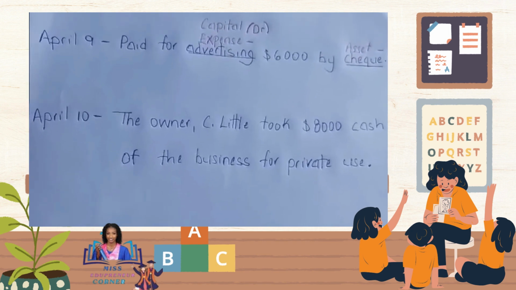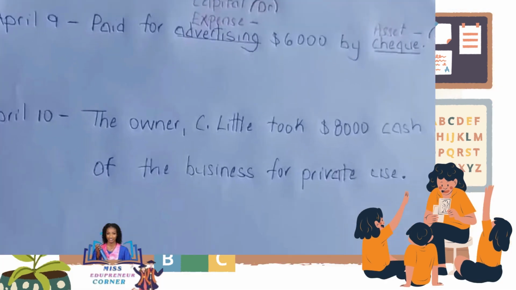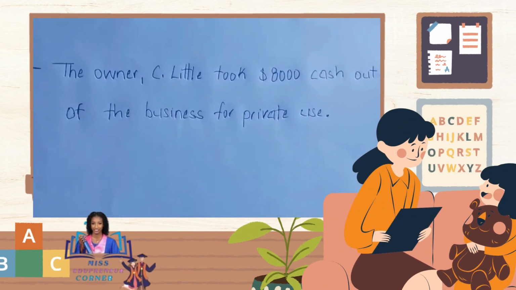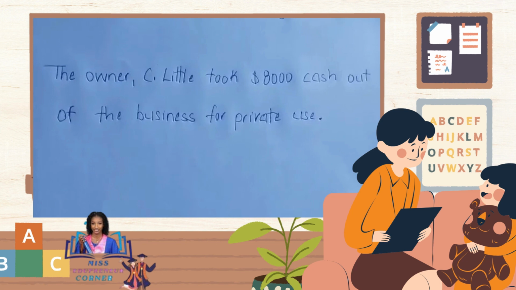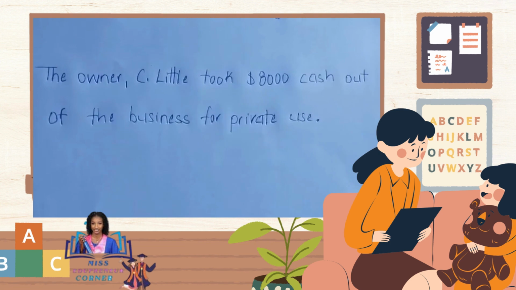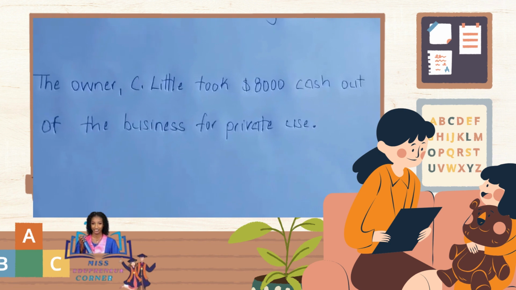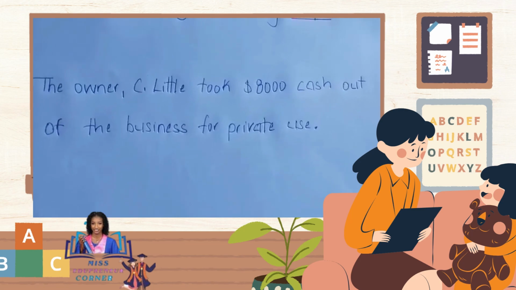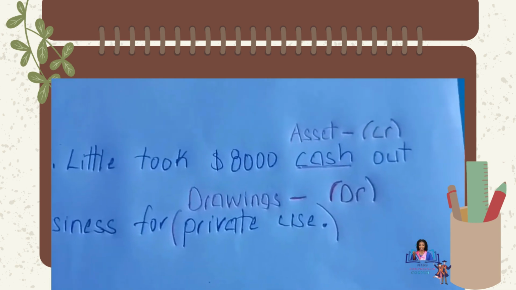So drawings decreases capital, and once capital decreases, we have to make a debit entry. If C. Little, the owner, took cash out of the business, this simply means that cash is also going down. So cash is also decreasing. And cash is an asset, and as an asset decreases, we have to make a credit entry. So let's show that. So there we have it. So this is saying how this transaction should be treated.